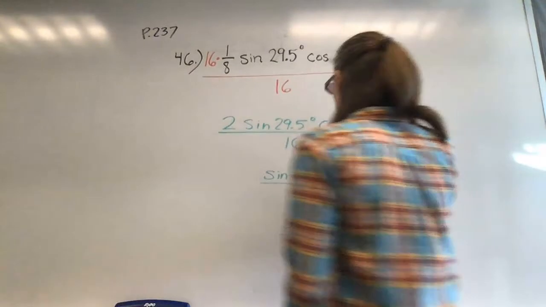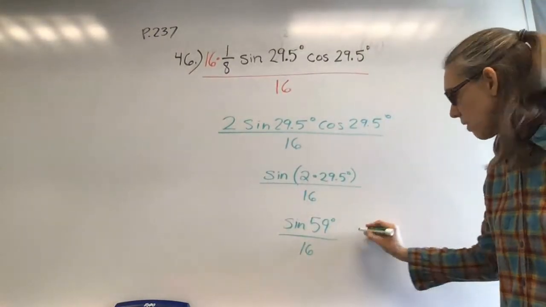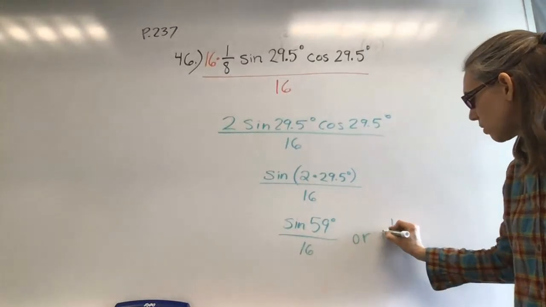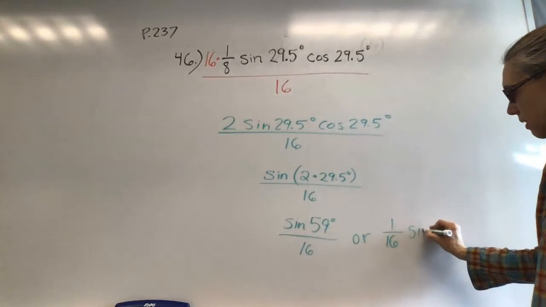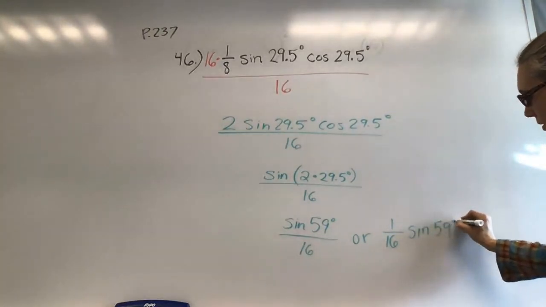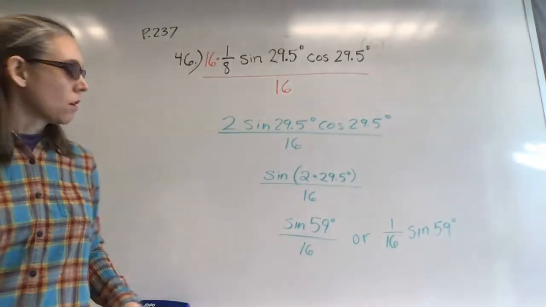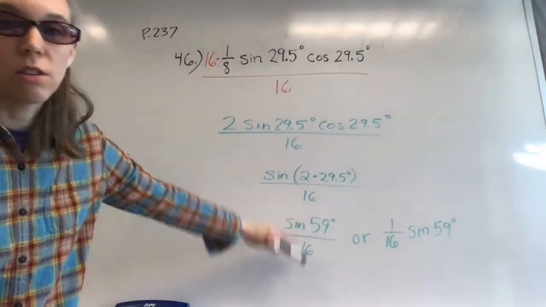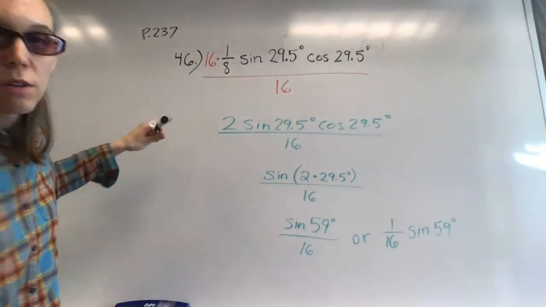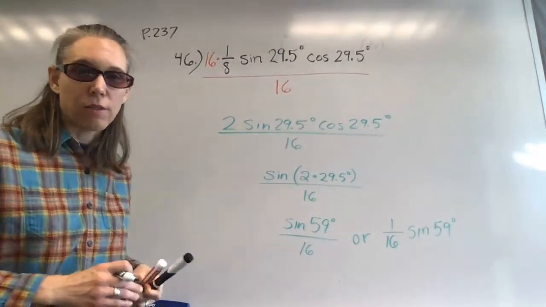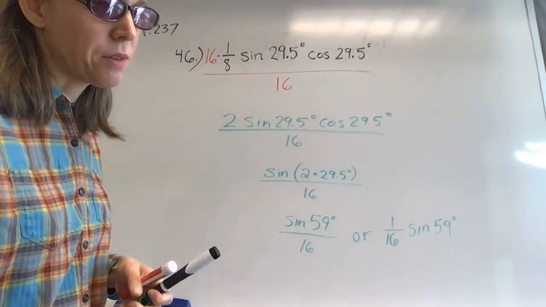Sometimes you see this whole process done without the fraction underneath, but the fraction out in front. So you would see it as 1/16 times the sine of 59 degrees, and this would actually match the formatting of the original problem. So rather than having the 16 underneath throughout the work, you might see the 1/16 out in front with parentheses. Either way is fine. Okay, so that was 46. That was some simplifying work.